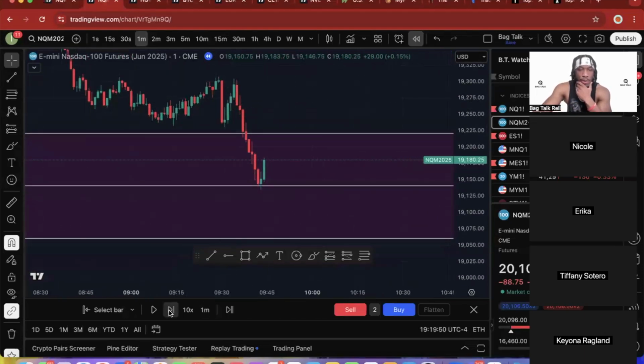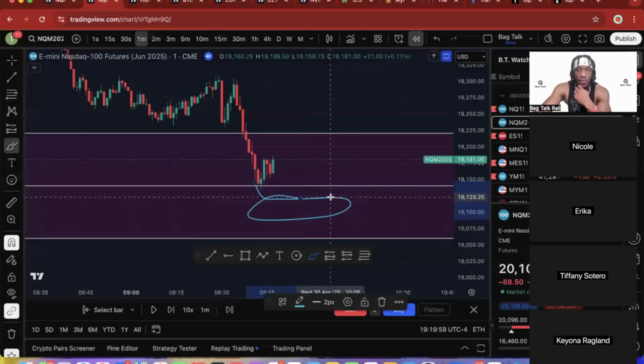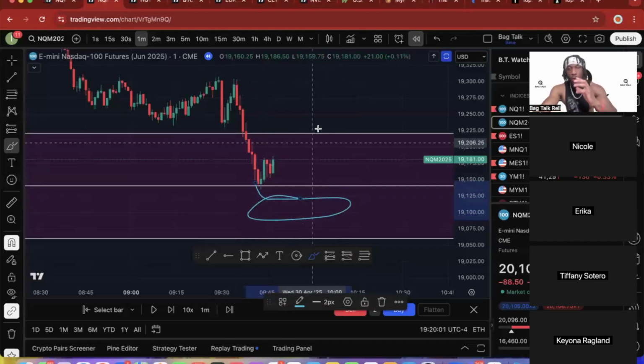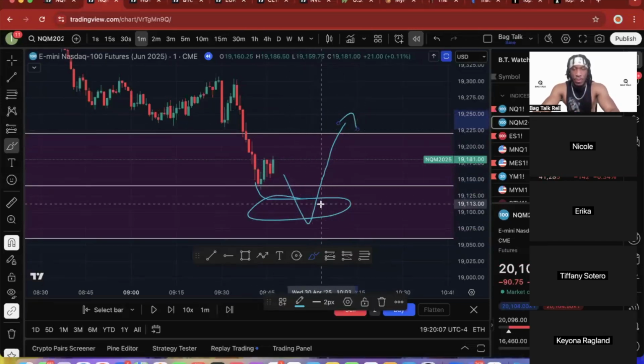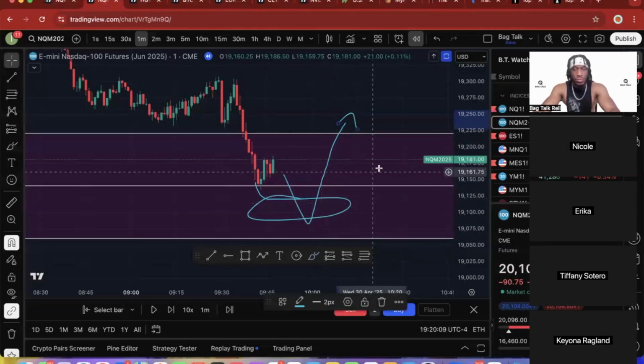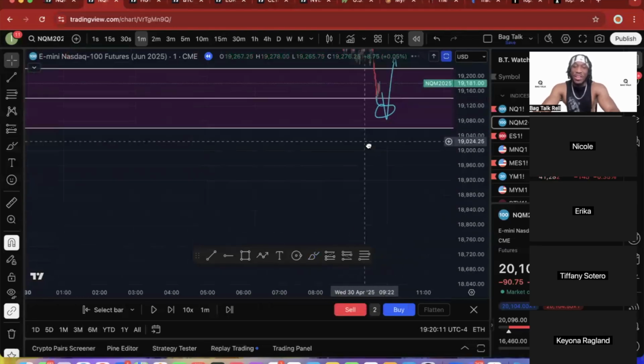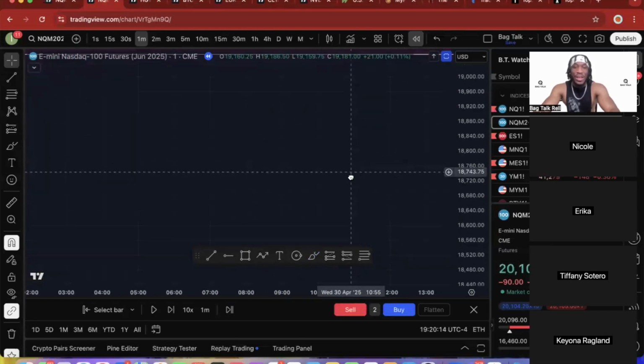Something I told everybody in the free chat is that price wants to come to the lower half of the purple area, the lower half of the purple area. That is where price can turn back around. And if it does not turn back around in the lower half of the purple area, guess what it's doing? If we didn't turn around right here, we were going to way lower, way lower.